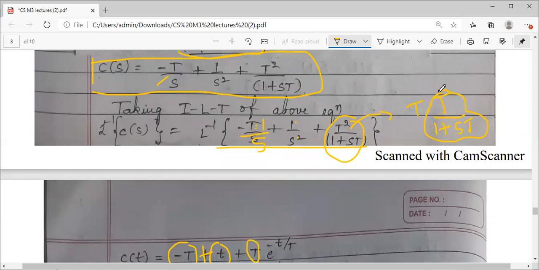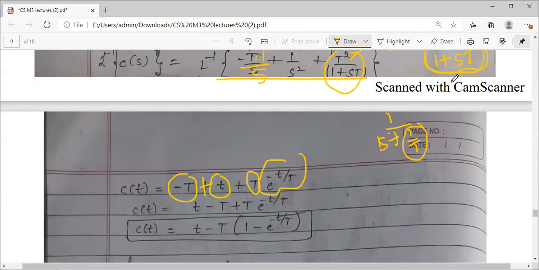So what is this term? It is nothing but 1 divided by s plus 1 by t. Simplification: in the denominator take t common and t will cancel. So what is the inverse of this? 1 by s plus a, e raised to minus at. So e raised to minus a t, where a is 1 by t. So minus t by capital T. So this is your final output response.